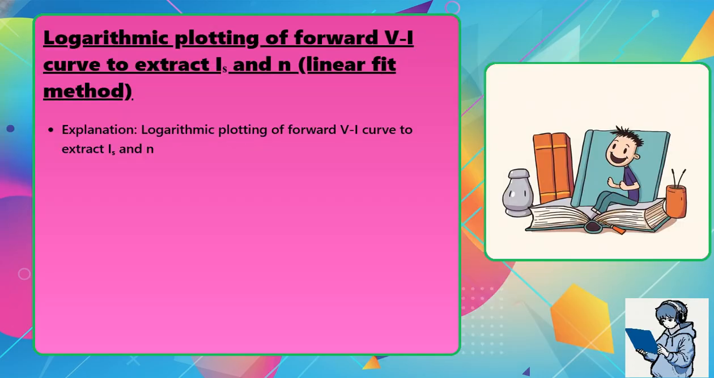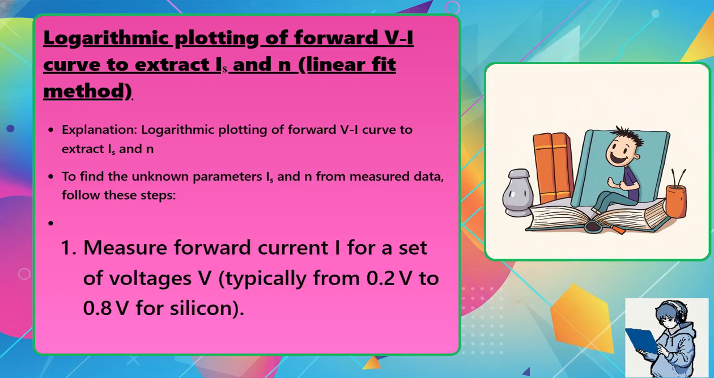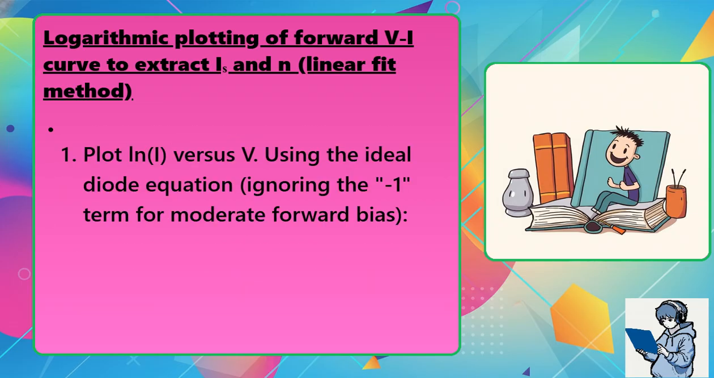Explanation: logarithmic plotting of the forward V-I curve to extract I_S and n. To find the unknown parameters I_S and n from measured data, follow these steps. Step 1. Measure forward current I for a set of voltages V, typically from 0.2 volts to 0.8 volts for silicon. Step 2. Plot natural log of I versus V using the ideal diode equation, ignoring the -1 term for moderate forward bias.